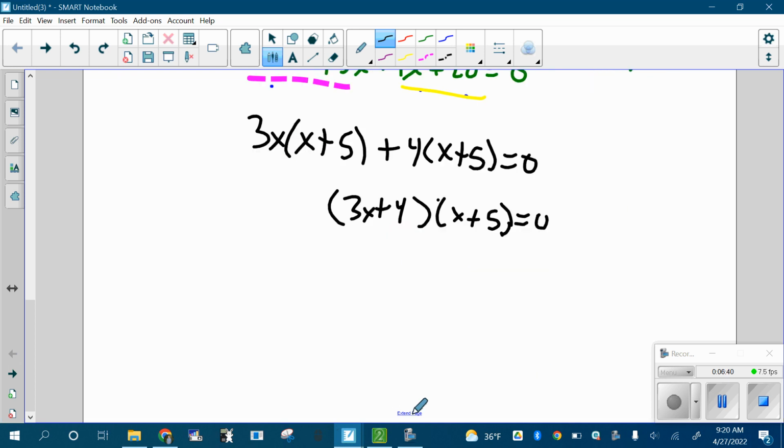Don't forget we're solving equations here. So when you're factoring, you're just doing a part of that process. When you're done factoring, you're not done with the equation. You got to take each factor and set it equal to 0 and solve. So I'm going to set 3x plus 4 equal to 0. And I'm going to solve that.